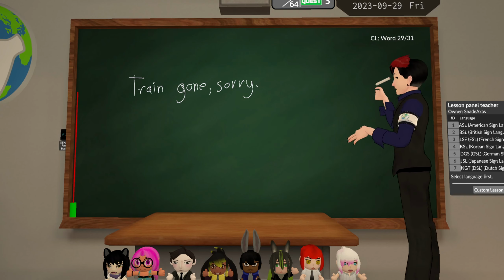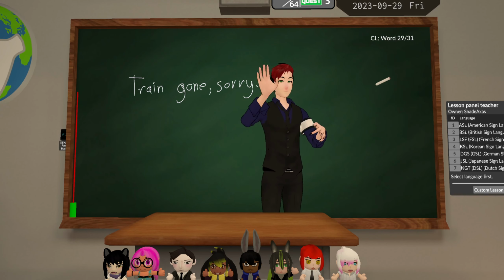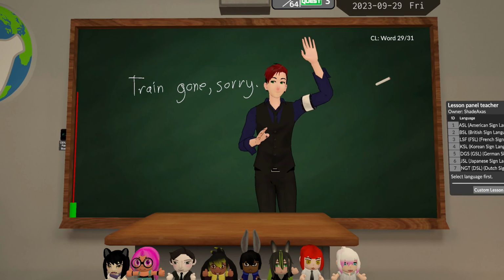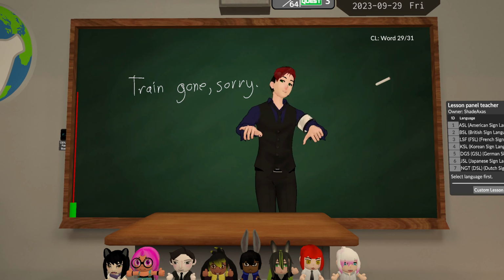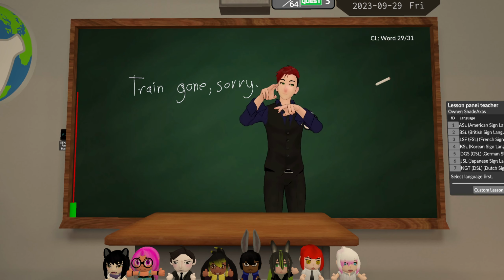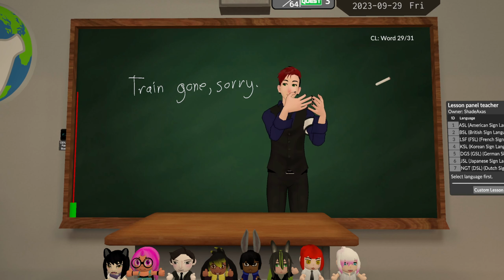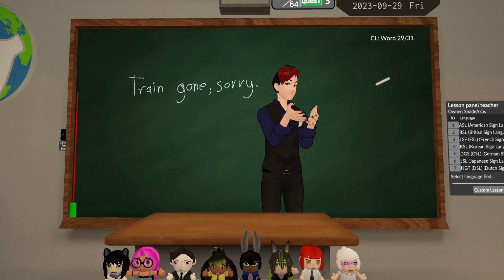All right, train gone. Sorry. Anybody seen this before? Like I said, this is a very, very common saying. Train gone, sorry. English actually has a very close equivalent: you missed the boat.